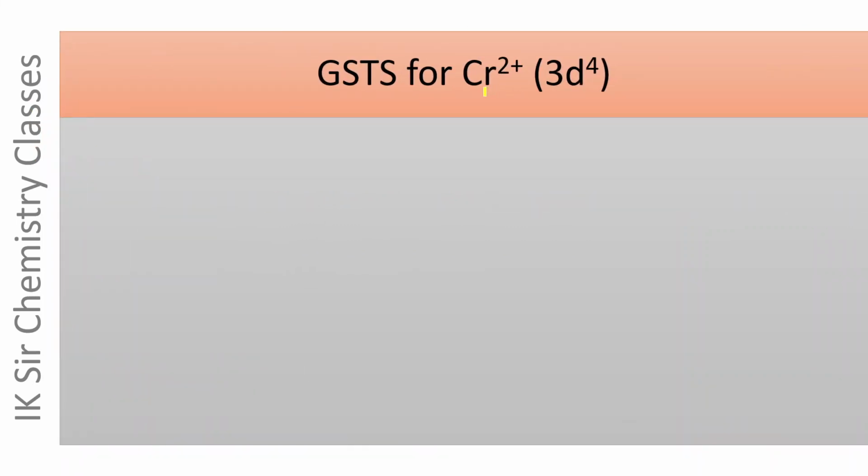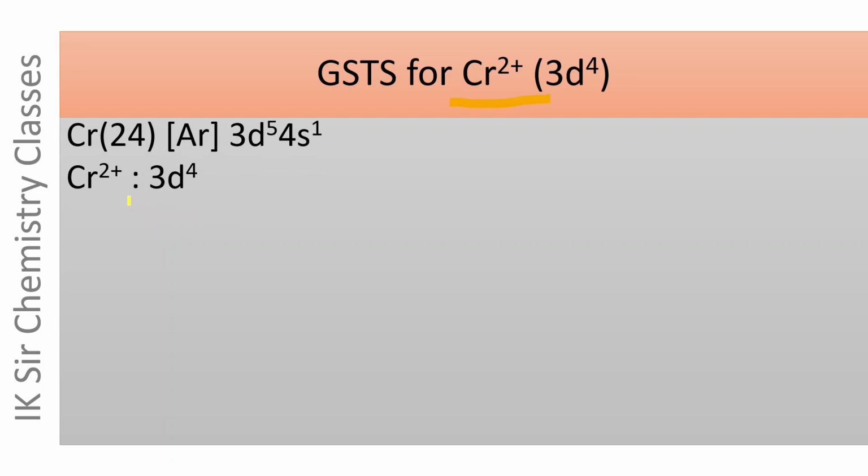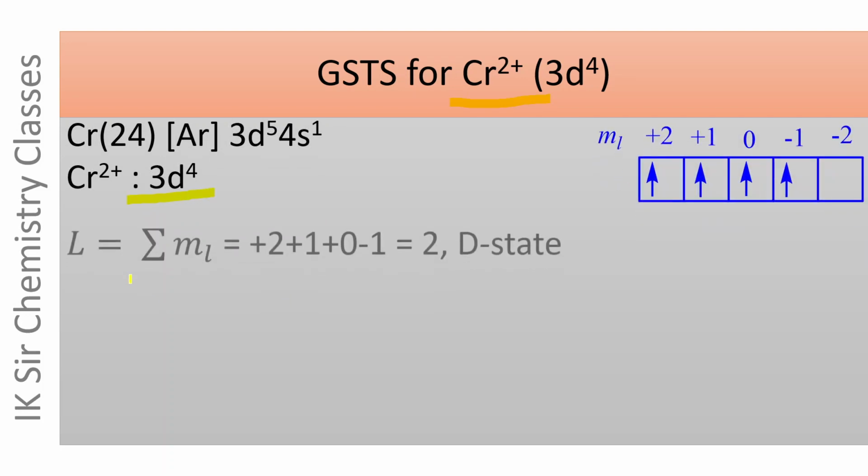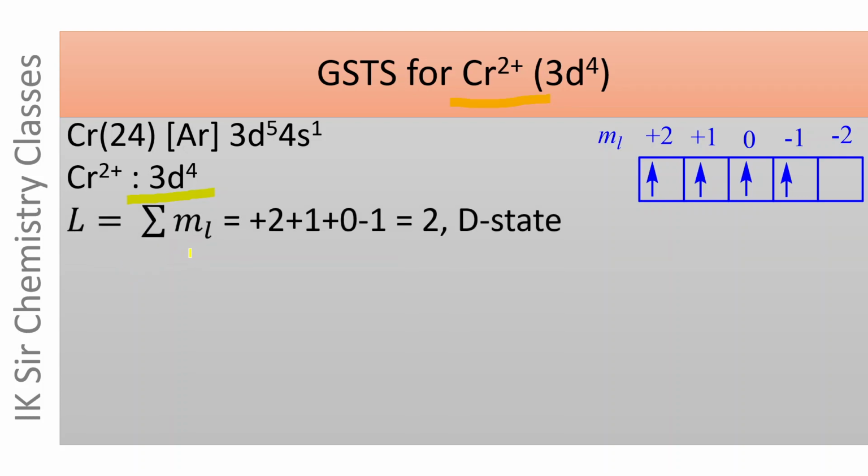Ground state term symbol for chromium 2+ ion having valence shell electronic configuration 3d4. Capital L will be equal to the summation of ml values: +2, +1, 0, -1, and it is equal to 2. It corresponds to D state.